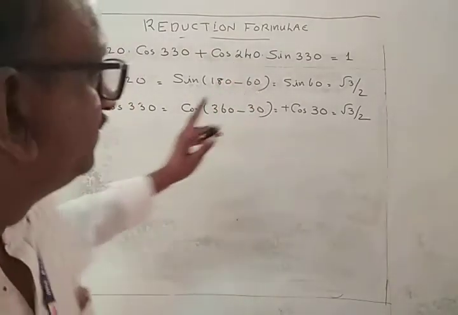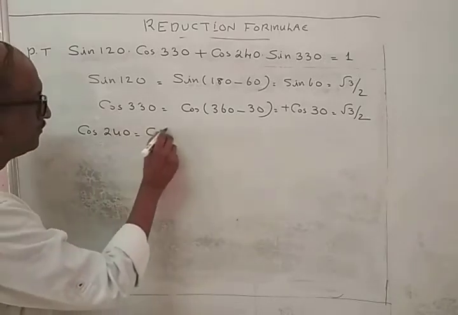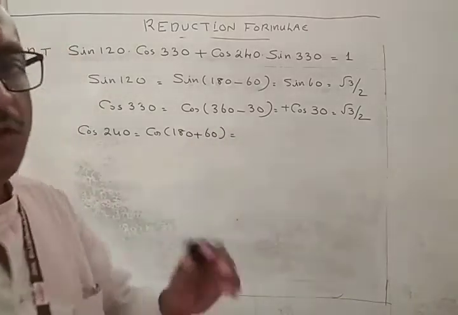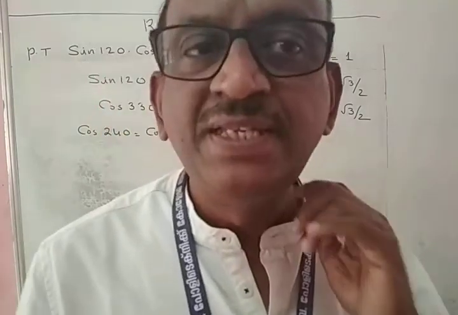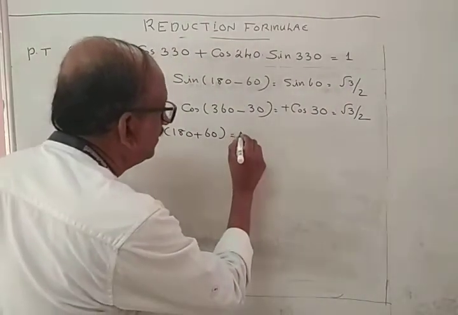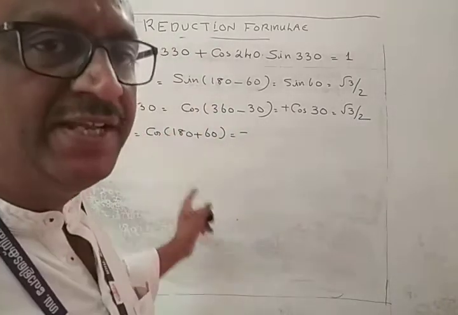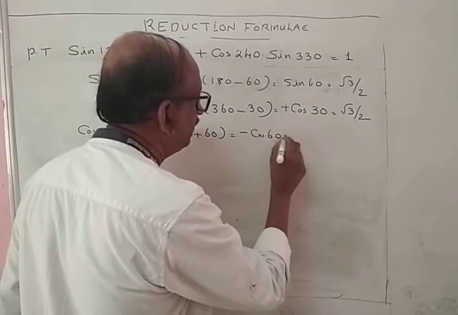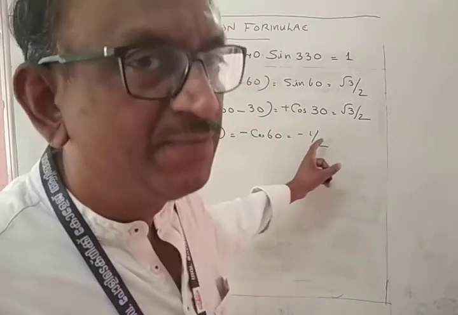Next, cos 240 is the same as 180 plus 60. 180 plus 60 is in the third quadrant. In the third quadrant, cos is negative. Therefore, here we put a negative symbol. Then, since the angle is 180, cos is cos. Therefore, cos 60. Cos 60 is 1 by 2. Therefore, here the answer is minus 1 by 2.